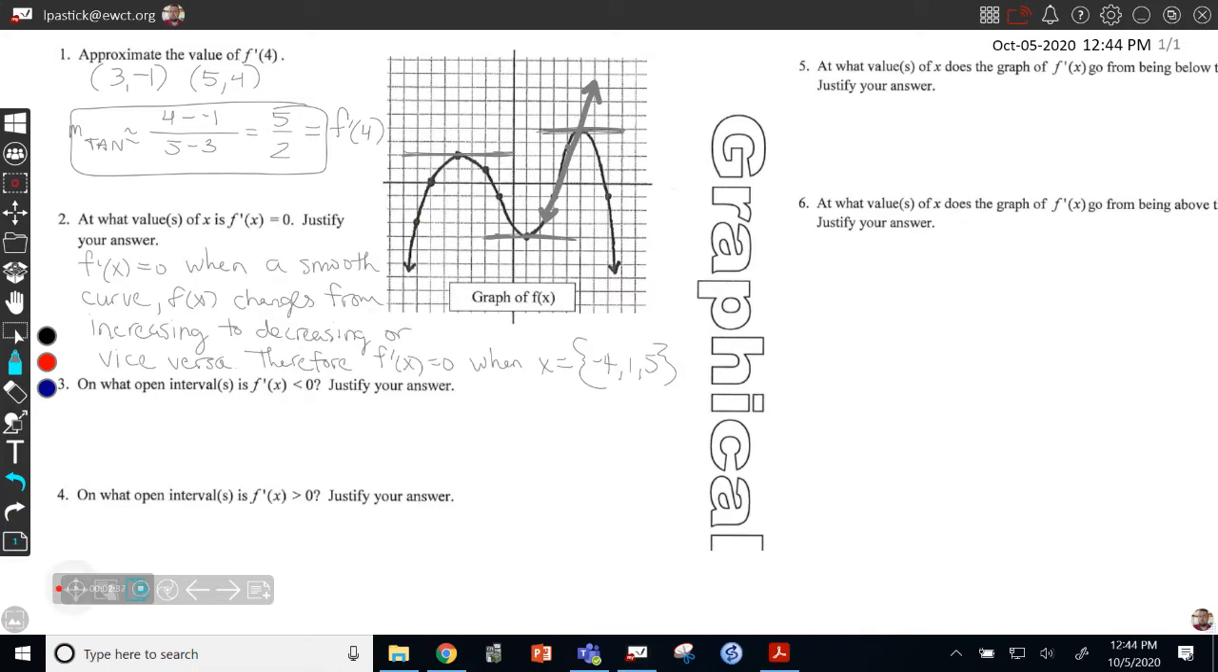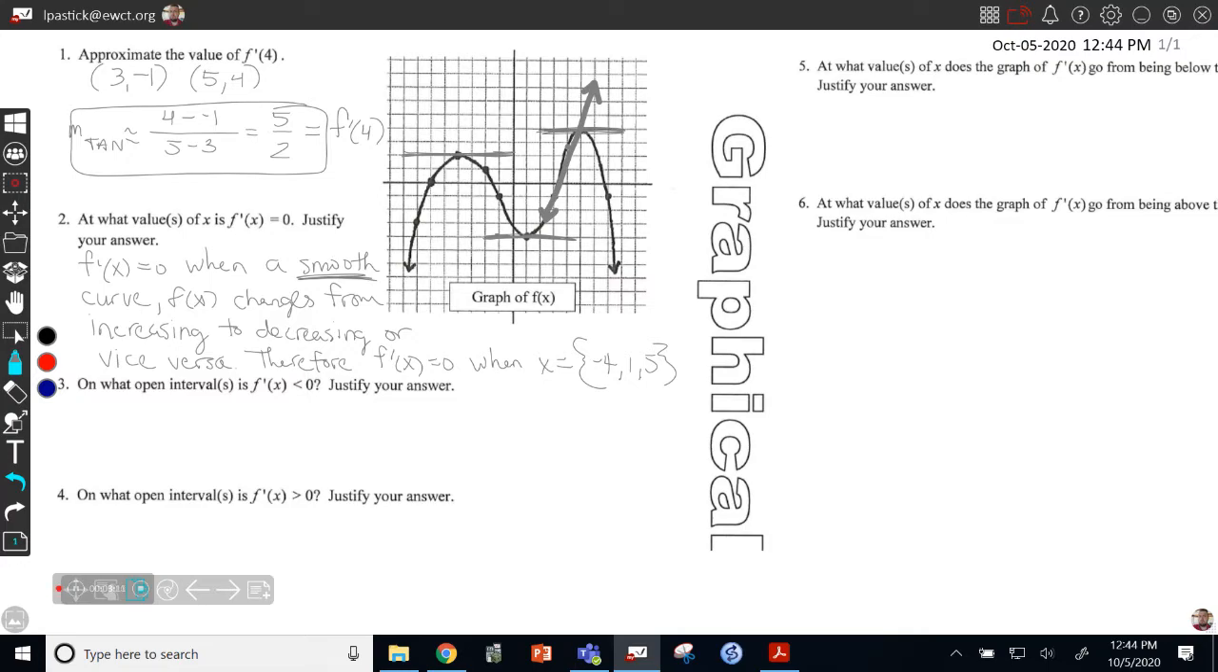So I'm going to write that out. What I've written is that f prime of x equals 0 when a smooth curve f of x changes from increasing to decreasing or vice versa. Those are the places where the tangent lines will be horizontal. This is a very important detail, which will be discussed later on in calculus, but for now, let's just make sure we write that, and eventually we'll learn why. It has to do with differentiability. So therefore, f prime of x is equal to 0 when x equals -4, 1, and 5.